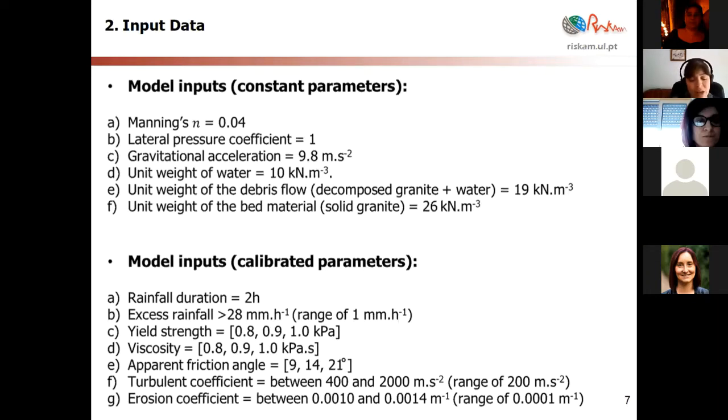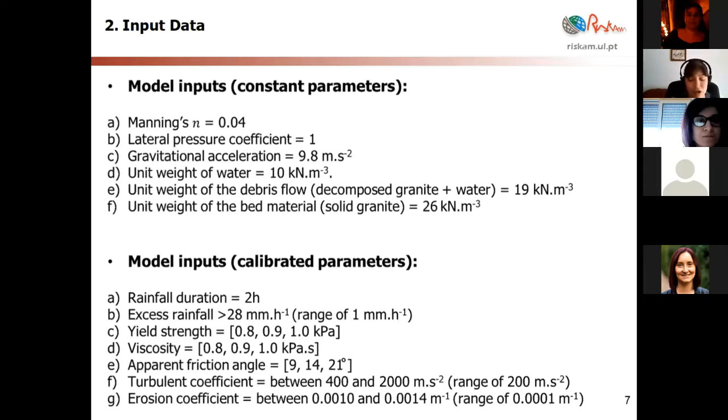Regarding the excess rainfall, due to the uncertainty regarding the amount of rainfall that occurred, as well as the lack of information about the soils in the catchments, we chose to calibrate the models based on the excess rainfall values. So we found out that excess rainfall values lower than 28 millimeters per hour do not generate debris flows. Thus, the calibration was performed using an amplitude of 1 millimeter per hour.